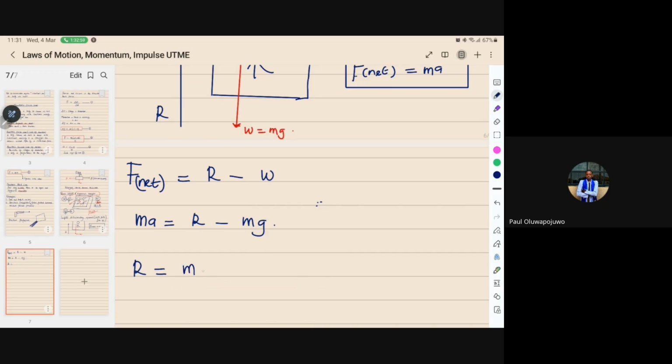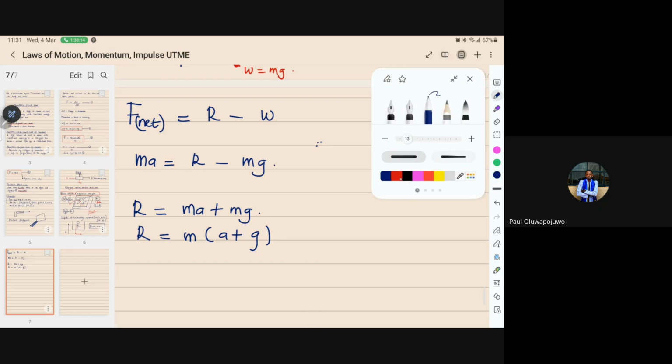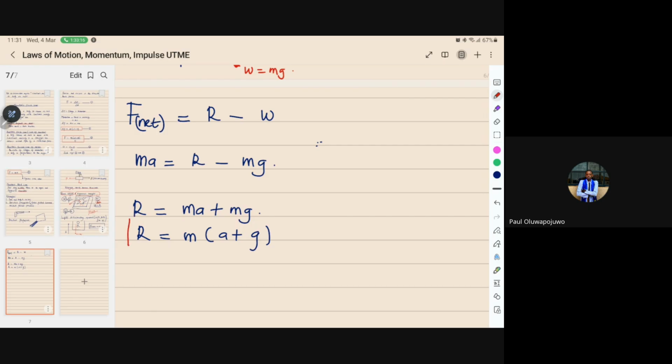It's going to be what? MA plus what? Mg. Do you get? Now that's why if you go to your textbook, you now see something like R is equal to MA plus G. So that's the resultant force. That's the apparent weight when you're on a lift and it's going upward. Do you understand it now? That's how to calculate the apparent weight on a lift when you are going upwards. And here, you appear to weigh more because your R is greater than your W when the lift is moving up.